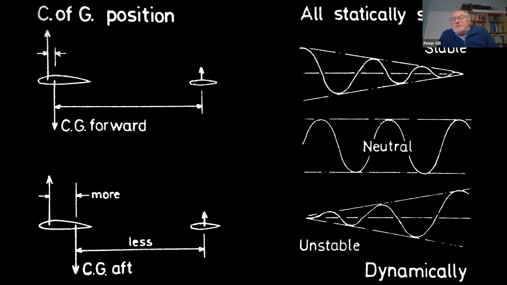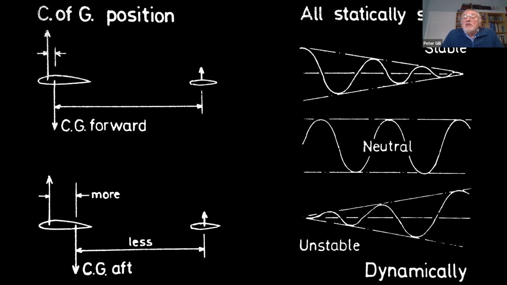So quite a few gliders that people like flying are actually unstable dynamically. They're easy to control in pitch. It's very easy to change speed. But if you're in cloud in an unstable glider, it becomes very difficult. You can't just rely on leaving it alone to sort itself out. Whereas a stable glider, you can.